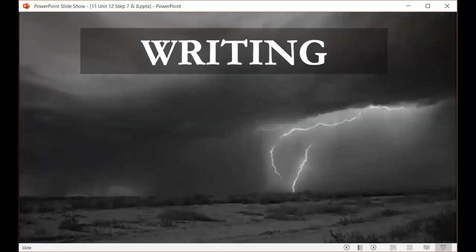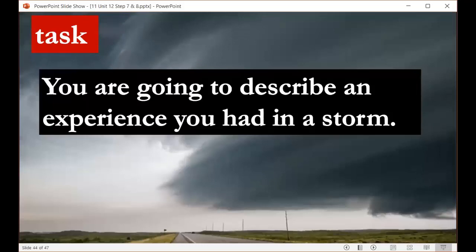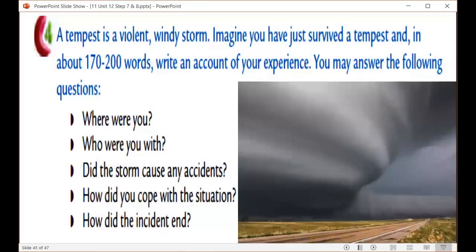Now, let's go to the part of writing. Your task today is to describe an experience you had in a storm. Imagine that there was a storm and what did you do? Describe this. In your writing, you have to cover these parts. Where were you when the storm started or happened? Who were you with? Did the storm cause any accidents? What was the damage that the storm caused? How did you cope with the situation? What did you do? And the last question, how did the incident end?